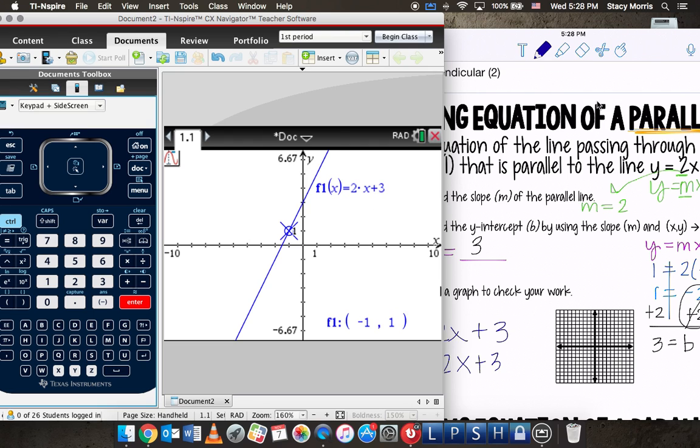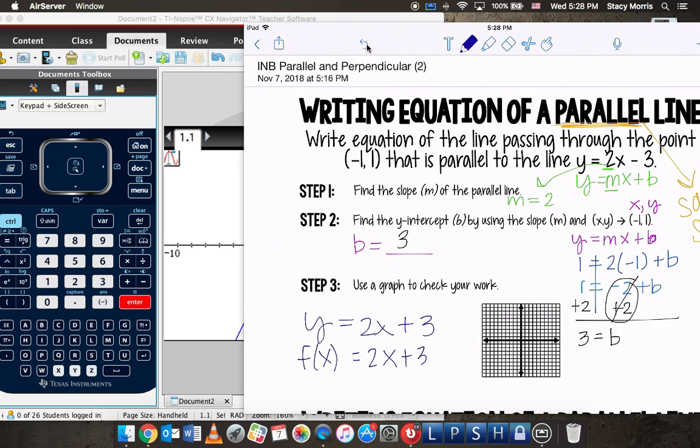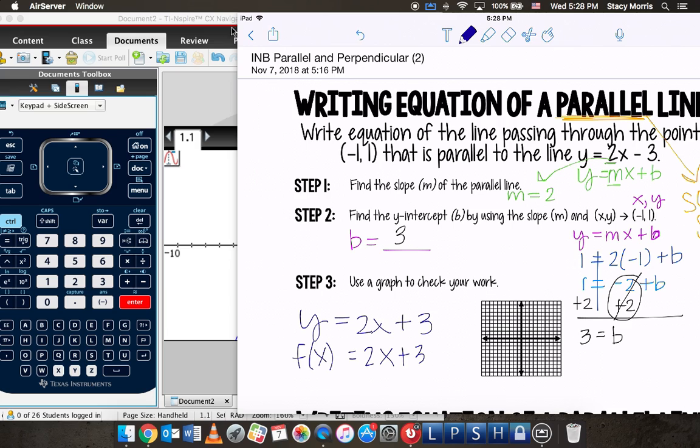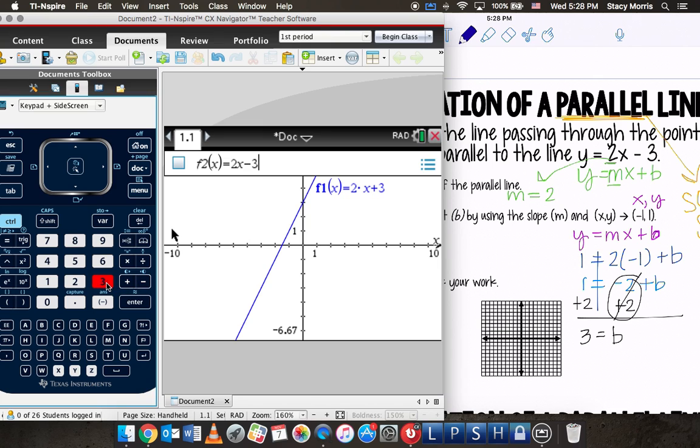The second thing I need to check is, is it parallel to y equals 2x minus 3? We should already know that it's parallel. It has the same slope, and we should know that parallel lines have the same slope. But if you need to visually see that, you can graph it also. So to graph another line, we're going to push tab. So f2, this is my second line, that's why it's 2. So f2 of x, we're going to graph 2x minus 3.